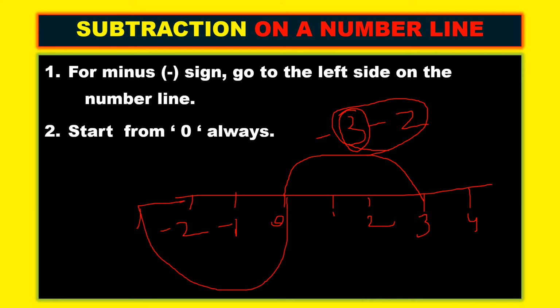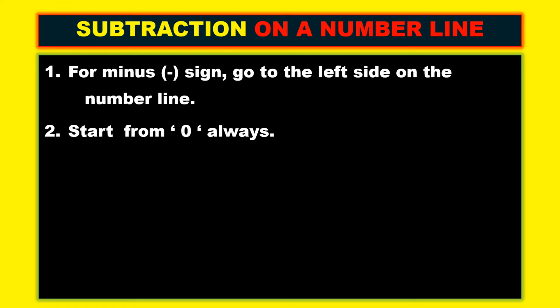Clear? So next, according to the problem, if it is minus you should go on the left side, if it is plus go on to the right side. But whatever the starting number, you should start from 0 always. This is the meaning of this second point.